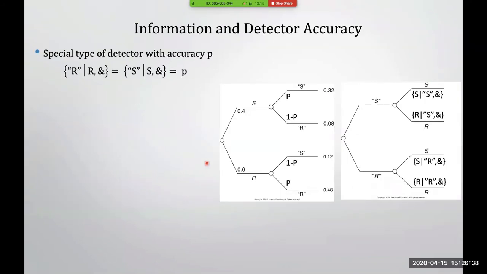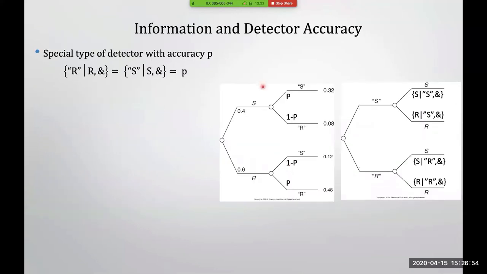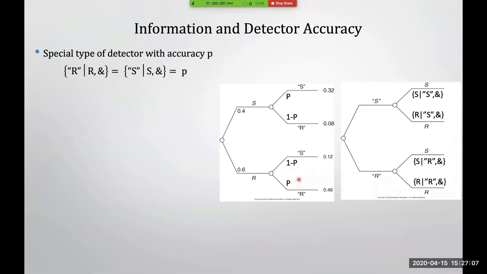So this is just a quick preview of what we're going to do next. Again, we're looking at a special type of ring detector with an accuracy called P. Okay, again, this P is different from this previous P. The P on this slide is not the same P as on this slide. We're just using P as a temporary unknown and solving for that. On this slide, we're using P to refer to the accuracy of a ring detector.